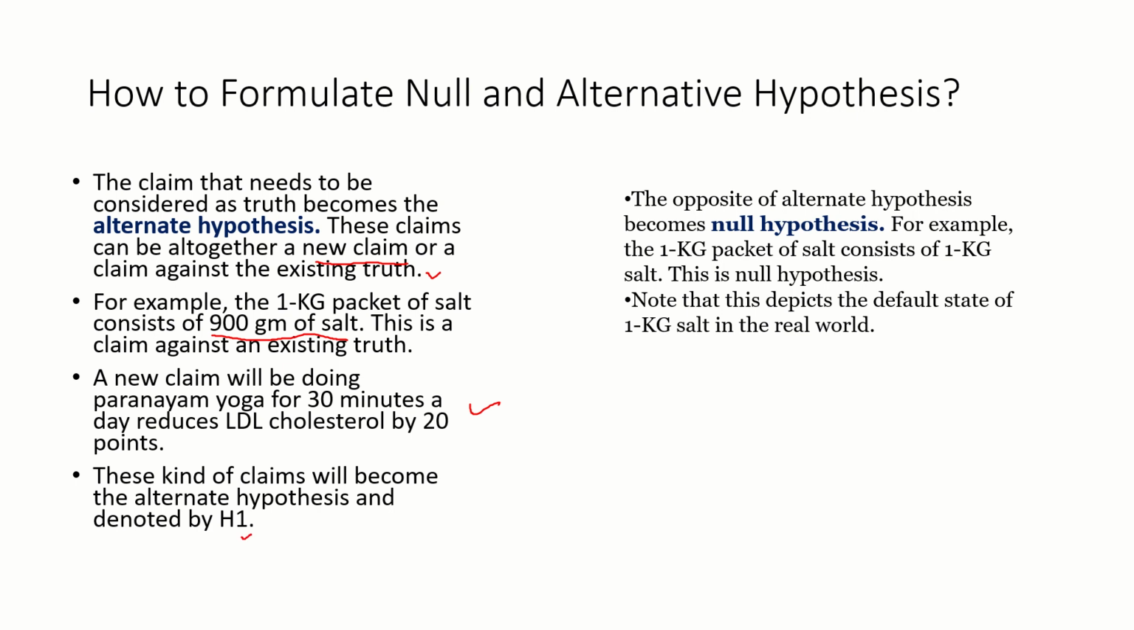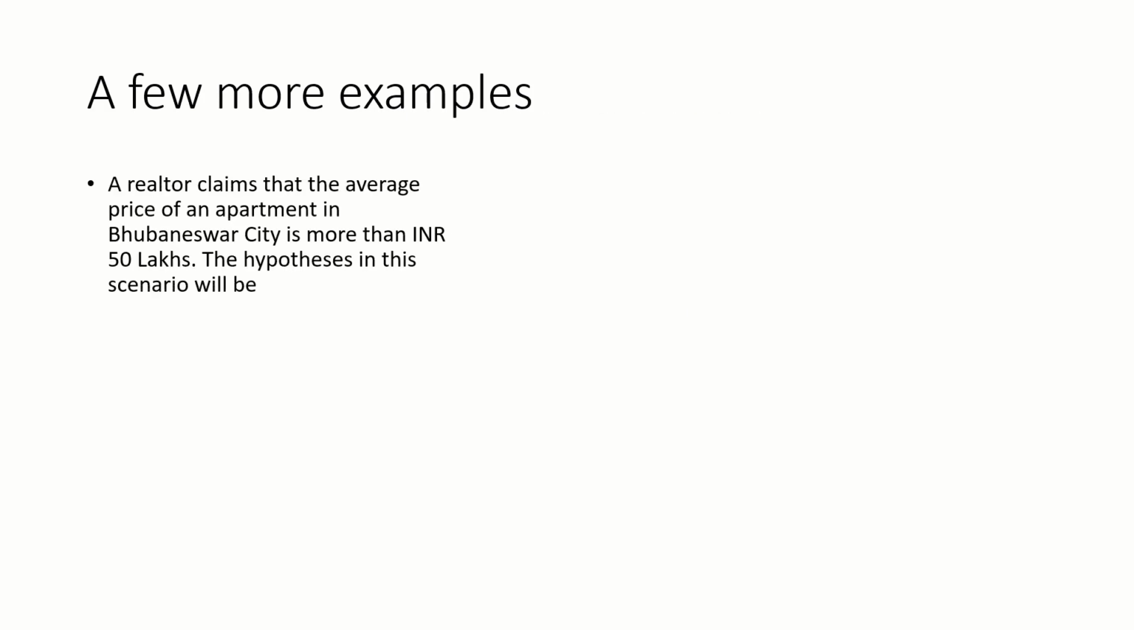The opposite of the alternative hypothesis becomes the null hypothesis. For example, a 1 kg packet of salt consists of 1 kg salt. This is the null hypothesis. Note that this depicts the default state of 1 kg salt in the real world. A few more examples.